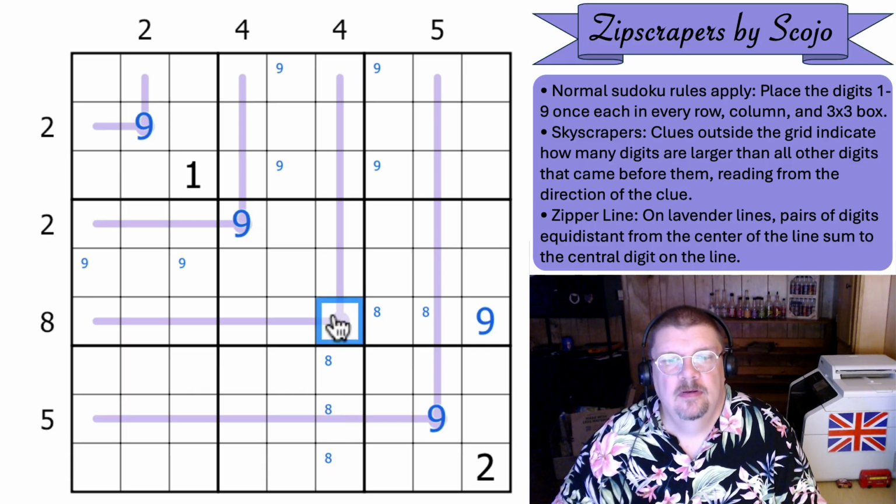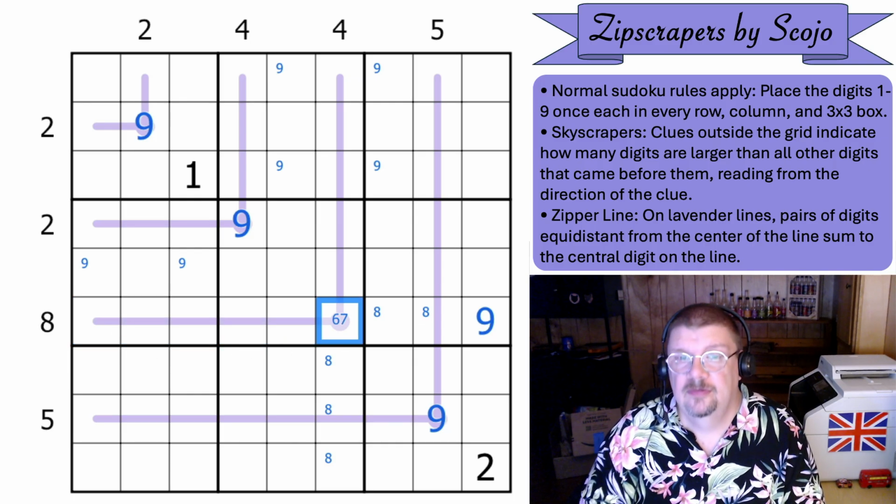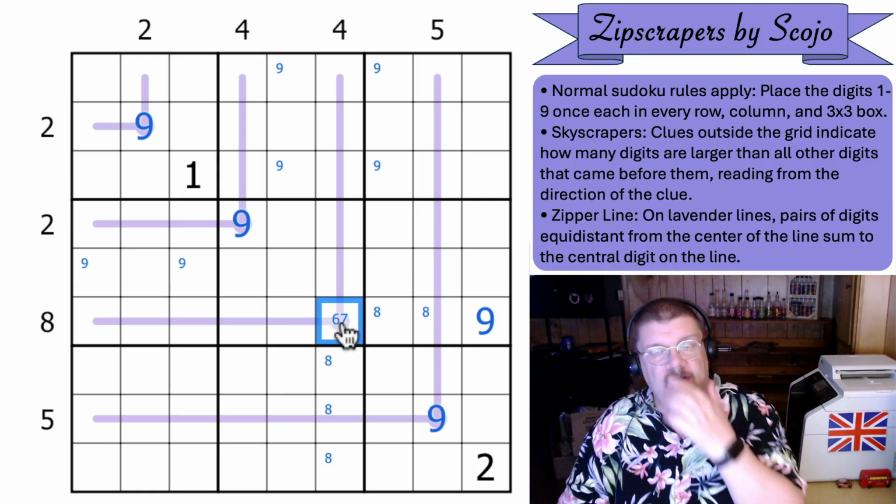So this must be larger than all of these. So it has to be at least 6, and it can't be 7. Sorry, it can't be 8. So it's 6 or 7, or 9. So it must be 6 or 7.